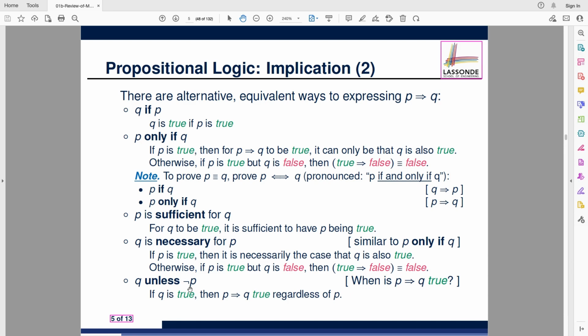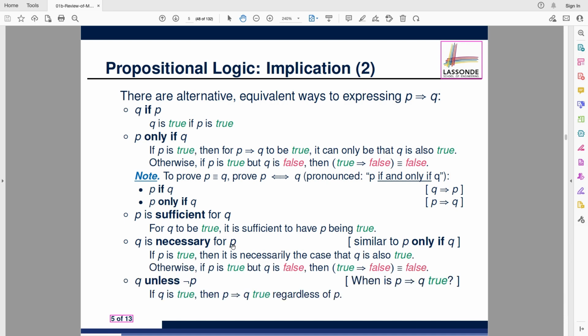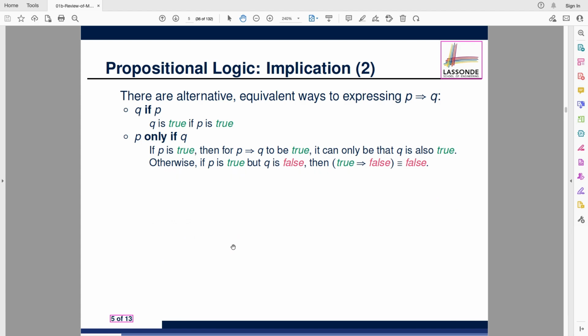So let's now go over each one of them very quickly. The way I want to present it is to show you how to understand each one of them by referring to the truth table. Of course, they're all referring to the same truth table for implication. Let's take a look at them very quickly, and then we can finish the slides.